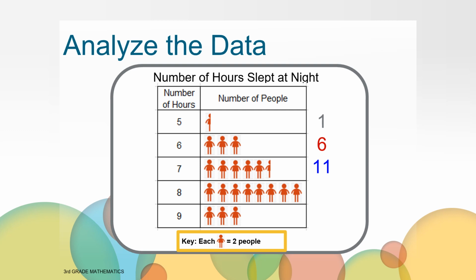For 8 hours, we can count 2, 4, 6, 8, 10, 12, 14, 16. Or we can see that there are 8 people pictured times 2, because each person represents 2 people, and we know that there were 16 people that slept for 8 hours. Finally, for 9 hours, we can count 2, 4, 6, or 3 times 2. 6 people slept 9 hours a night.